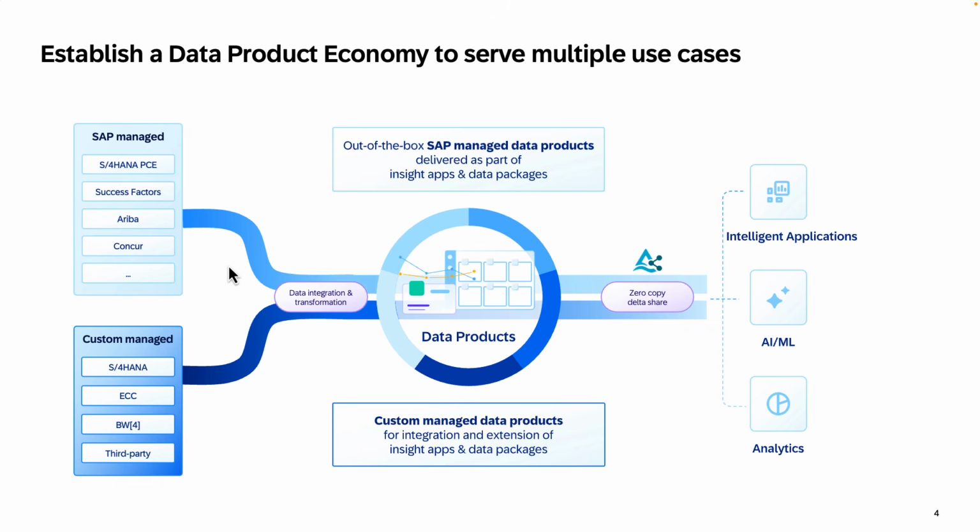Another big portion of the data products story is, of course, the custom managed part. And here we talk about data coming, for example, from your S/4HANA system, which is not PCE, from legacy systems like SAP ECC. We also know data products coming from your BW systems, or even data that resides in a third-party application that you want to bring into a data product to, at the end, combine it with the SAP managed portion. And this is where the magic happens.